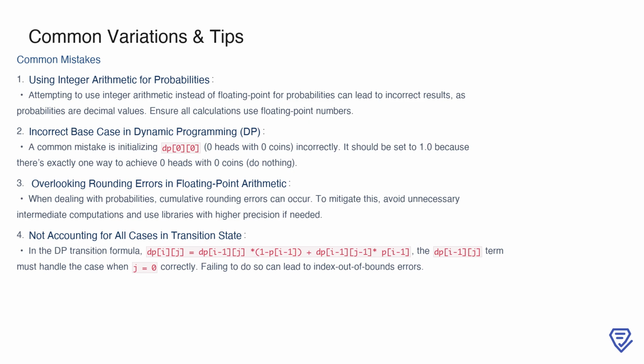Another issue arises from rounding errors in floating point arithmetic. When working with probabilities, cumulative rounding errors can accumulate, so it's important to minimize unnecessary intermediate computations. If precision becomes a concern, consider using libraries designed for higher precision. Lastly, when implementing the DP transition formula, make sure to account for all cases, especially for DP[i-1][j] when j equals 0. Overlooking this can result in index out-of-bounds errors during execution.